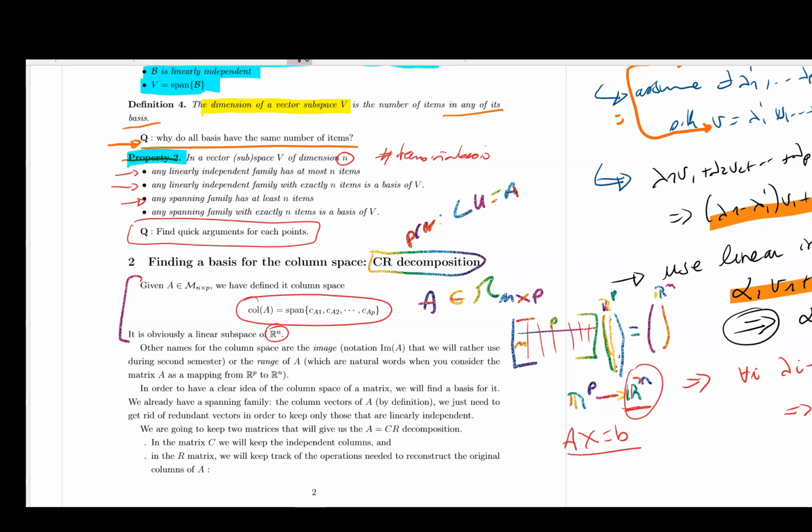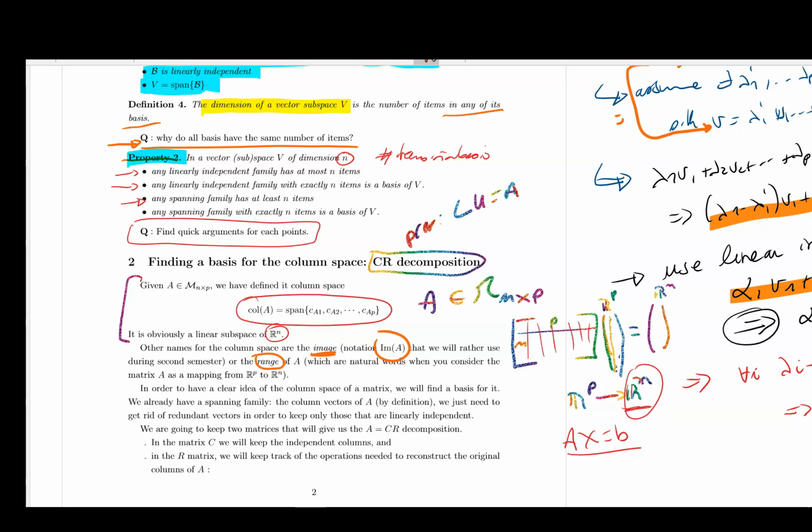Okay, some names that I had forgotten to give you about the column space: the image, which is actually the name we're going to use in the second part of the year when we talk about the image of a linear map, with the notation Im of A. Another word that is synonymous here is the range of A. These are very natural words when you consider your matrix A as a function, actually. You talk about the image of a function, so you can also talk about the image of your matrix, right?